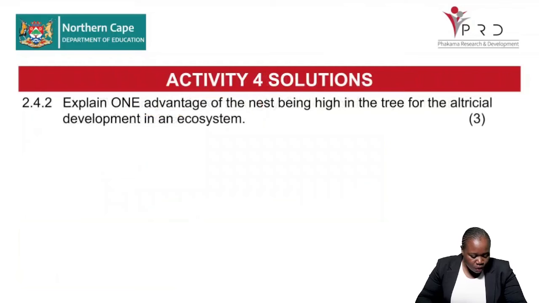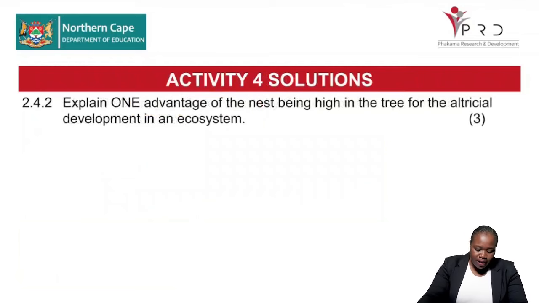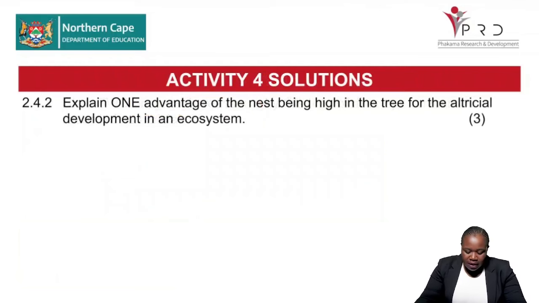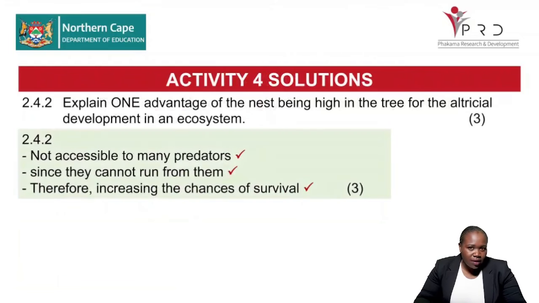All right. 2.4.2, explain one advantage of the nest being high in the tree for the altricial development in an ecosystem. So because it is high up in the tree, it means that some predators may not be able to reach the tree, right, or the top of the tree. Therefore, this gives the young more protection.